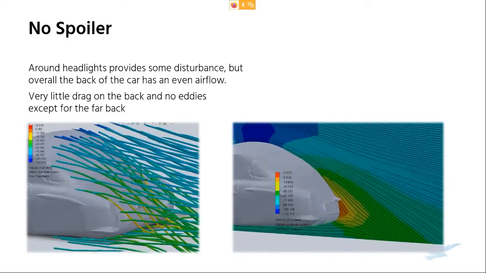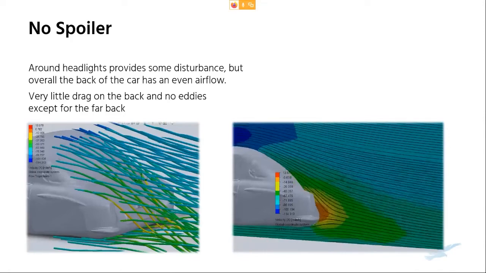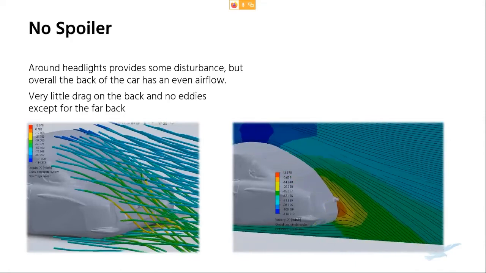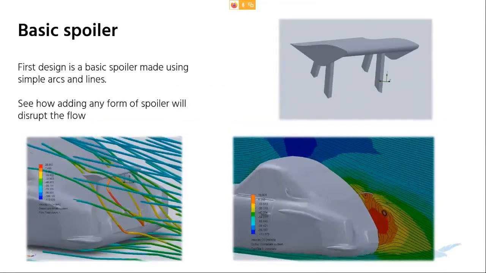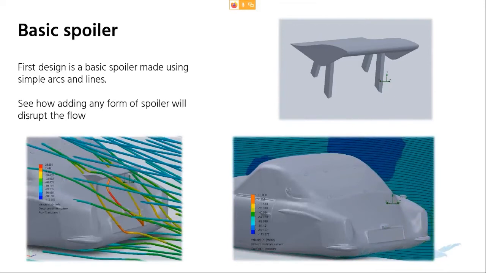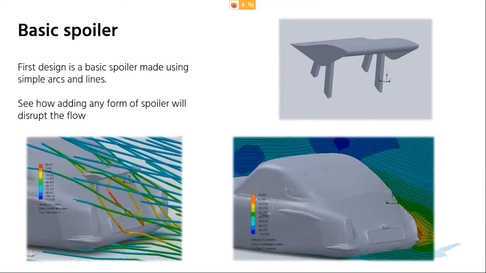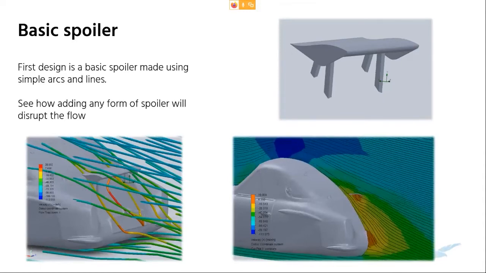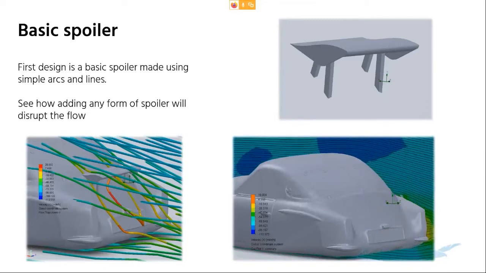So with this kind of knowledge, this is where, again, we wanted to come up with the idea of, can we add something that's really cool, but doesn't impede this so much? So the first thing I did is I added a basic spoiler, just something again designed using the normal extrusions and spline lines, just to see what happens if anything is added to this car. How does that affect the airflow? And these are the results we got.